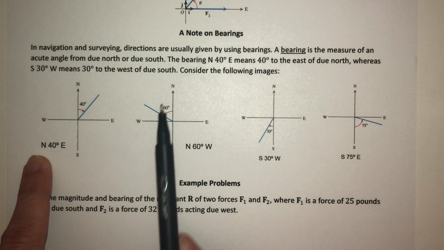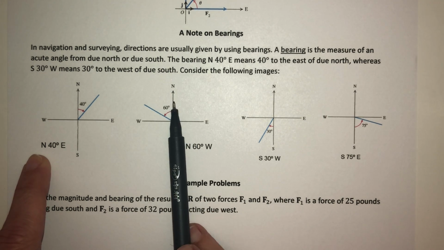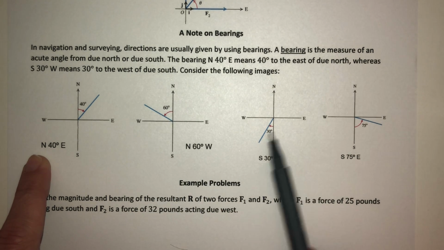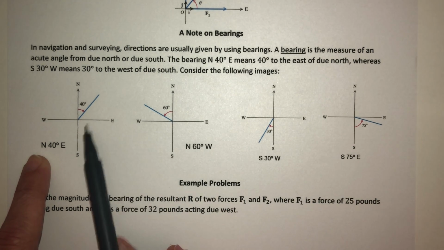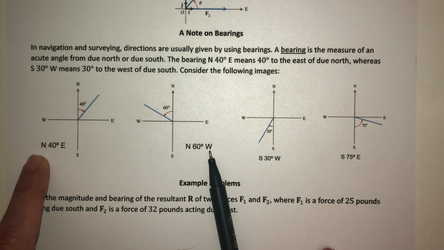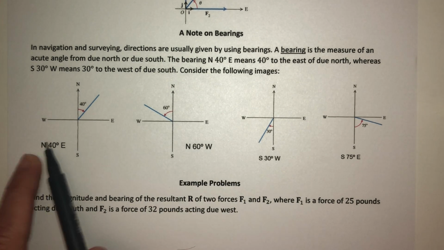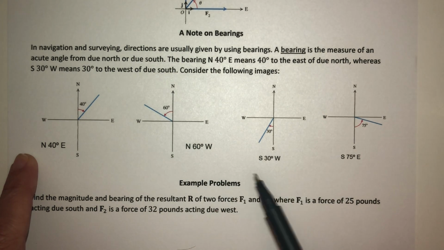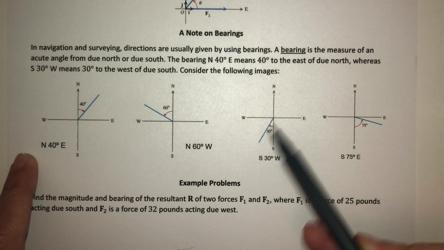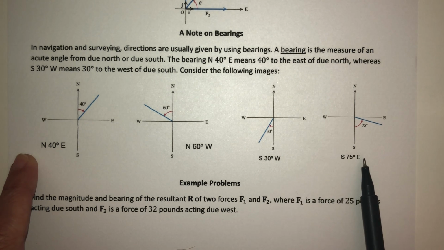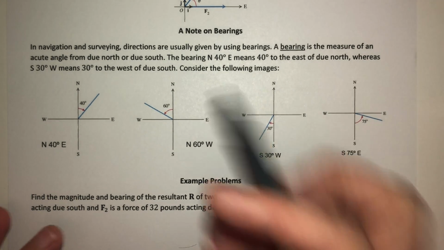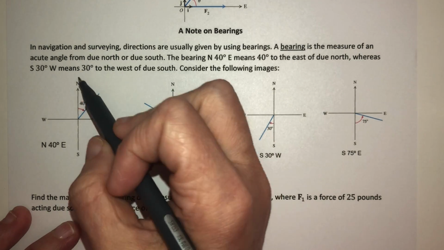So the first part tells you whether you're going to be measuring from the upper part of the y-axis or the lower part. So north, upper part, south, the lower part. And then this part, the E or the W, helps direct you to your quadrant. So N and E is the first quadrant, NW is the second, SW, third, SE, fourth.